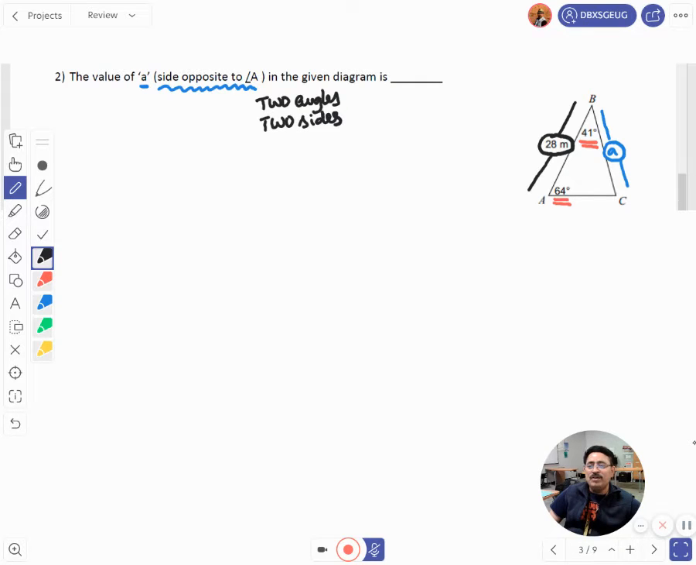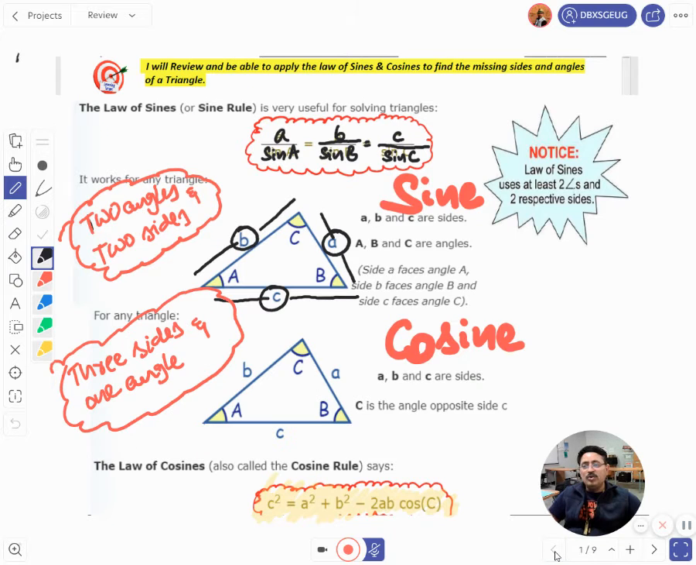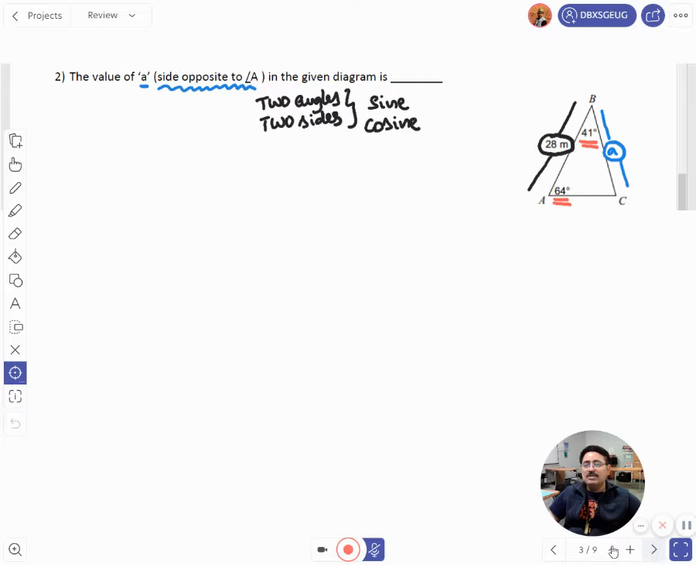Then, which one do I have to take? Is it sine rule or cosine rule? Which rule do I have to use? Let me think. So let's quickly go back to page one. Here, two angles, two sides. Please look at this one. Two angles and two sides. That is sine, right? So quickly, two angles and two sides.